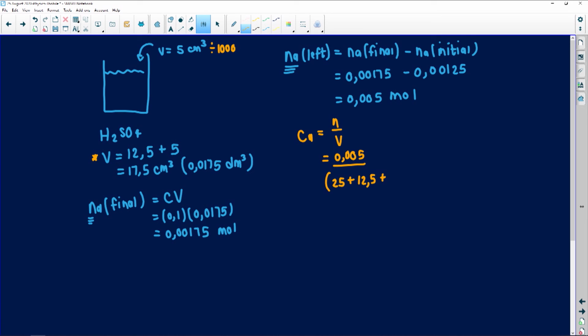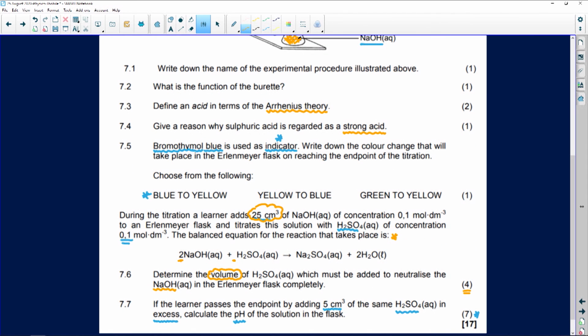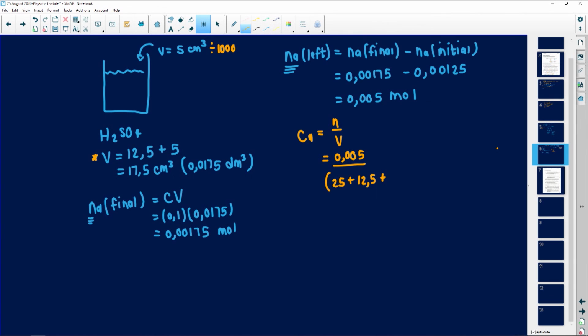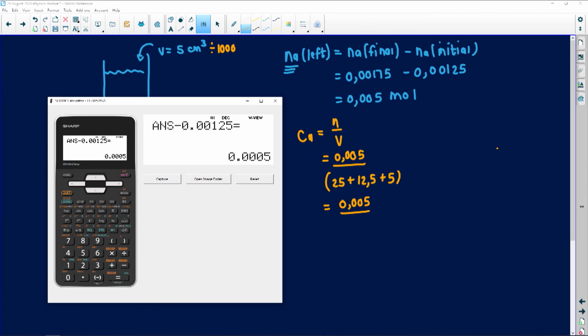And then what did they tell us? That the learner reached end point and then went ahead to add another 5 into it. So this is the 5 that we are adding. Sure, this was a long question. Then we have 5. Now let's calculate that. I'm just going to rewrite that 0.005, and at the bottom, let's calculate all of that. 25 plus 12.5 plus 5 is going to give me 42.5.